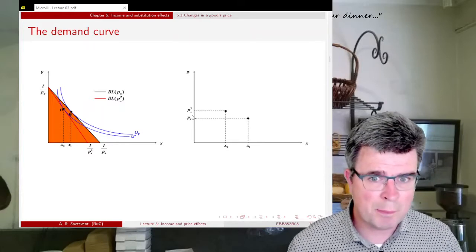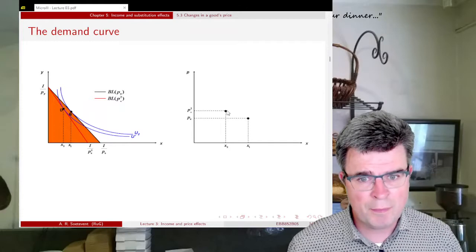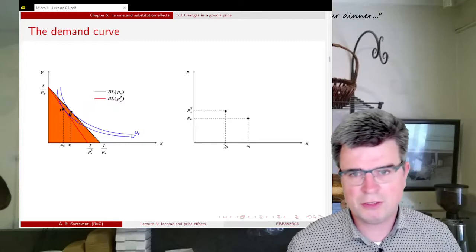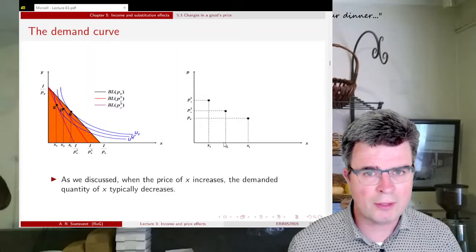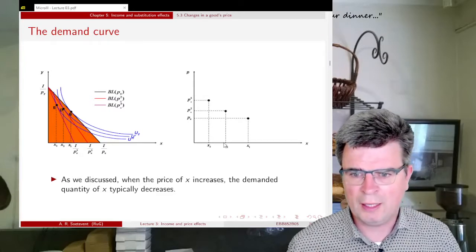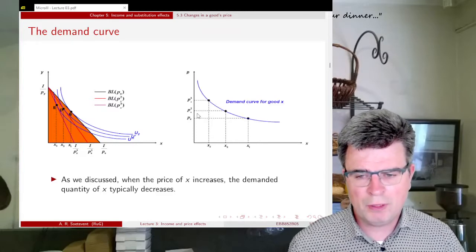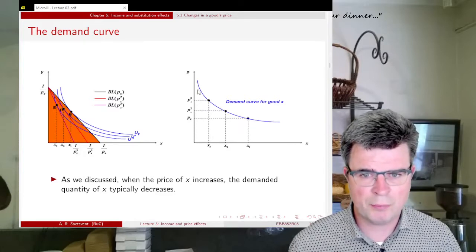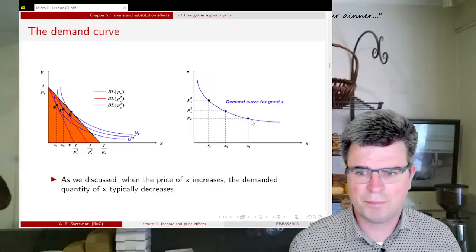That gives us a second point on our demand curve, because we now know that at price Px2, the demand for good X is equal to x2. Then we can further increase the price of good X, and that allows us to get the entire demand curve for good X. And as already discussed, usually when the price of a good increases, the demand for that good will decrease. And that's what we observe here. We have a negative relation between the price of good X and the demand for it.